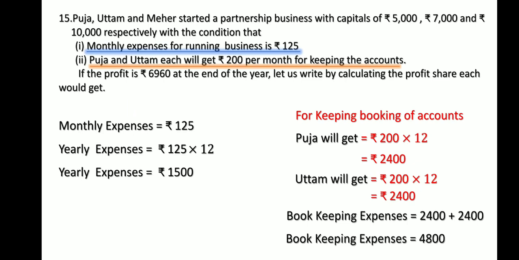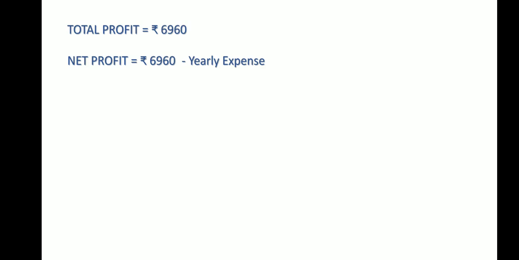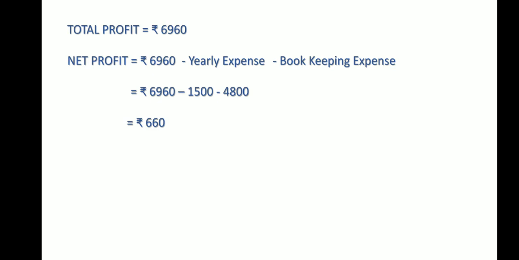Remember, all this will be paid from the profit, that is 6960. So we come to that part. We have a total profit of 6960, and we have a net profit. So we subtract the yearly expenses. We have to subtract the bookkeeping expenses, because all these expenses will be paid from the profit. So this is what we have. So we have a total net profit of 660, which can now be distributed among the partners.